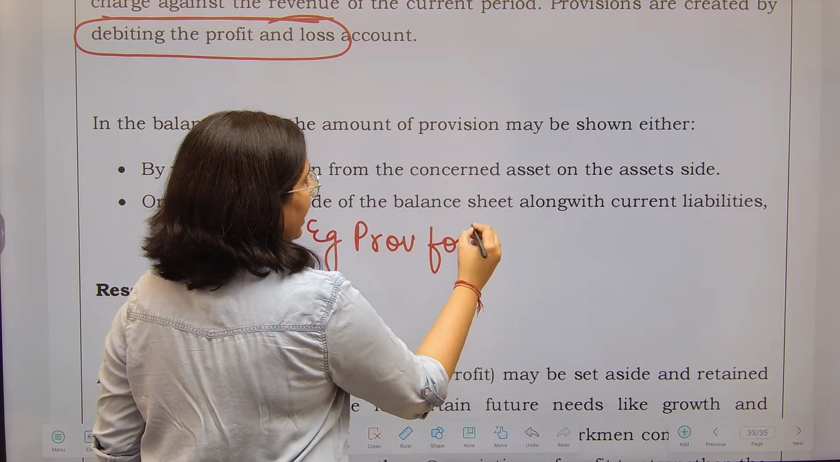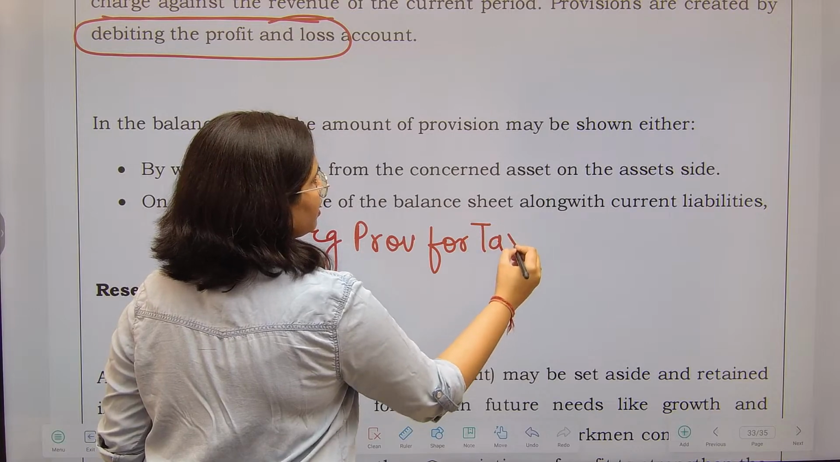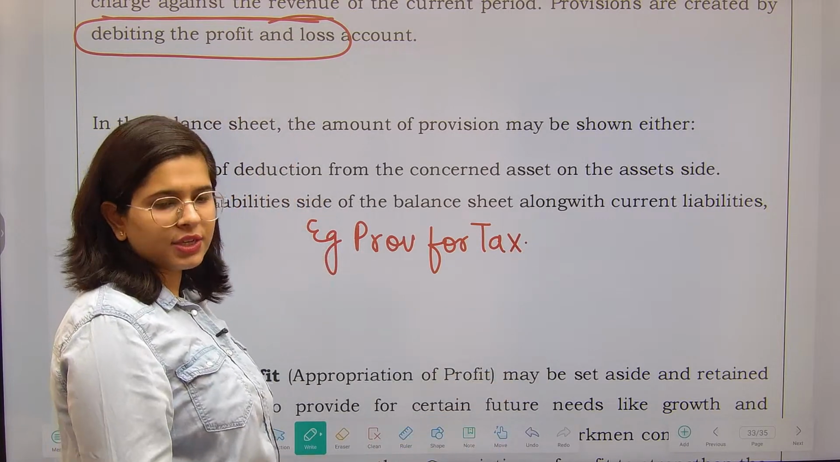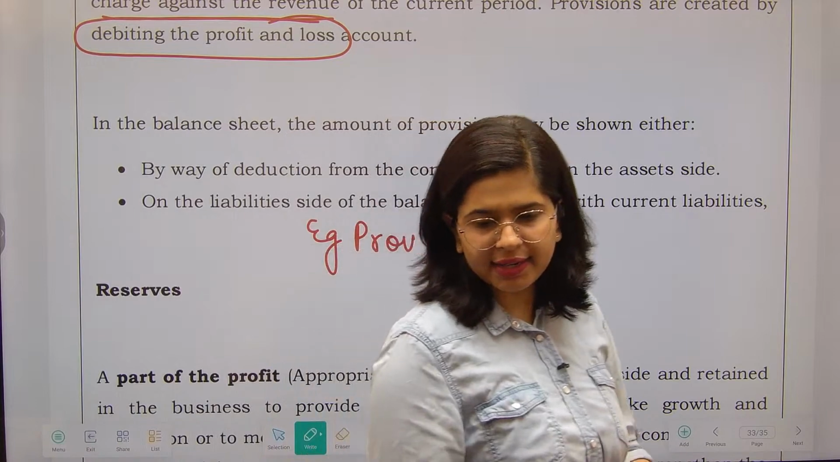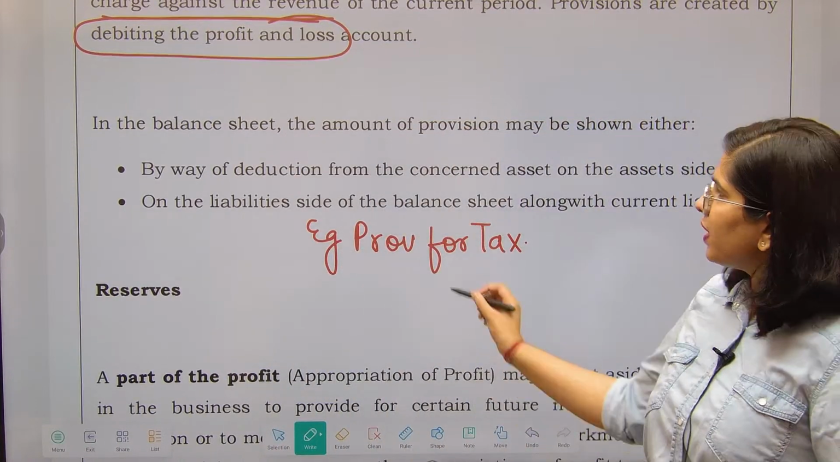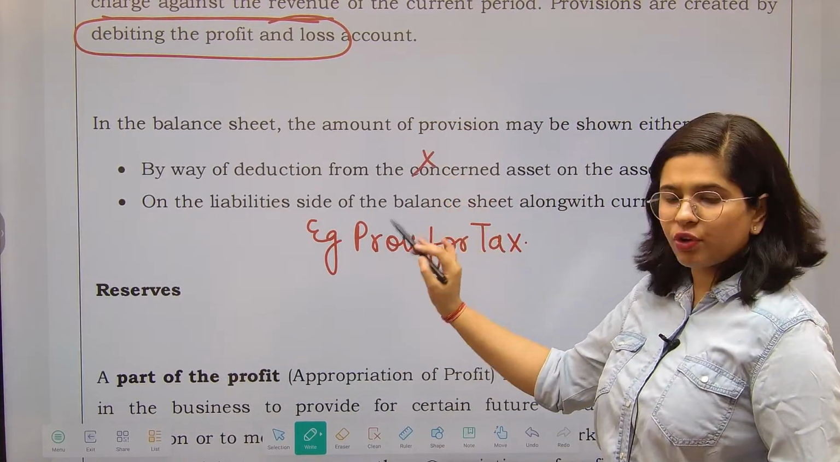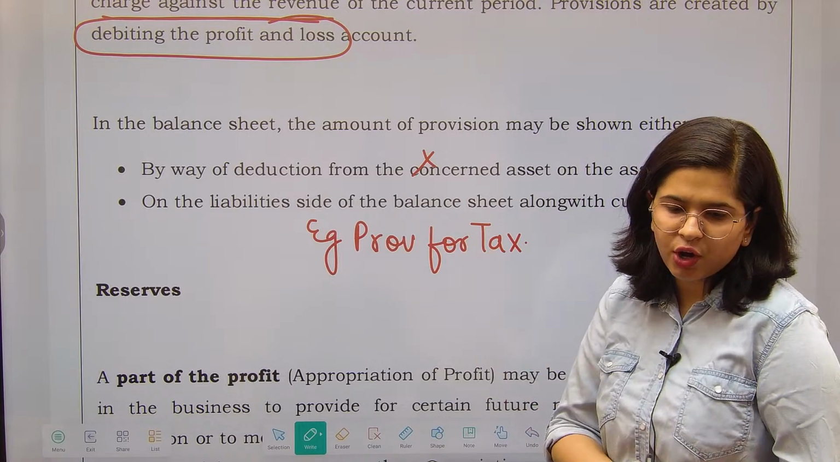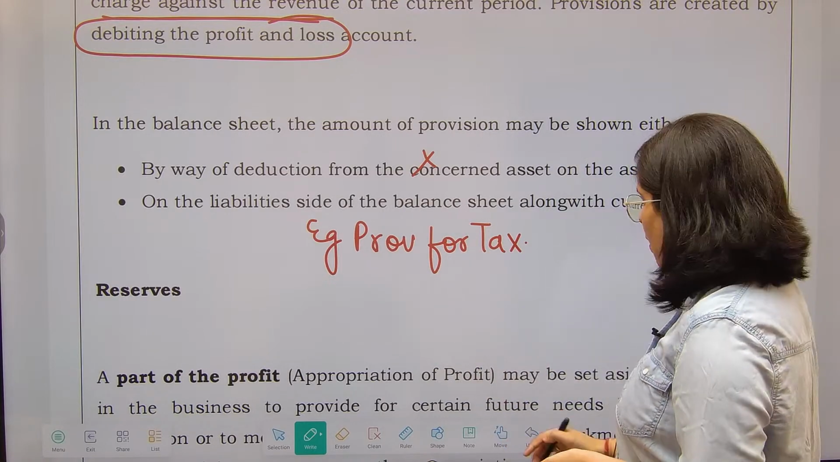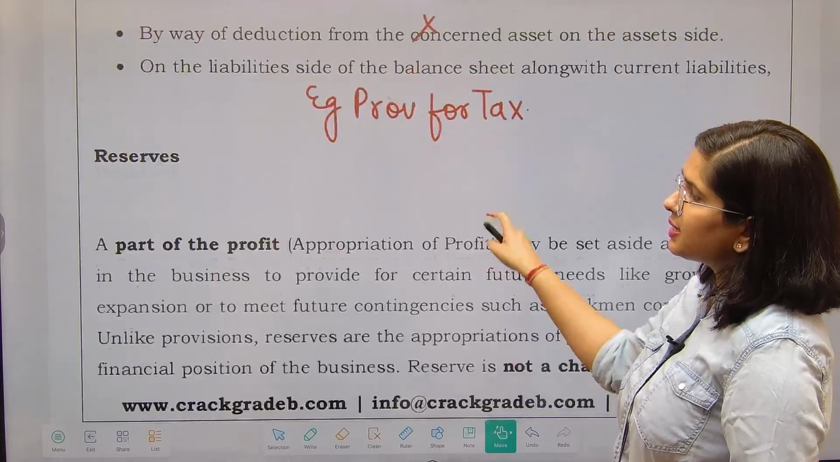Provision for taxation. So for provision for taxation, you do not have an asset. कहाँ लिखोगे आप? So the first option is not available in case of provision for taxation. Only the second option is available. Now moving on to the next part, that is reserves.